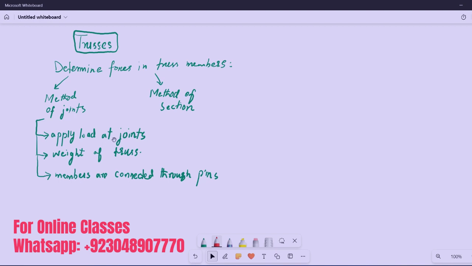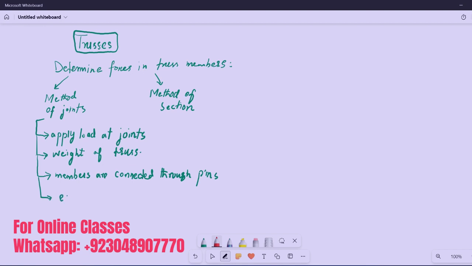If you have a uniformly distributed load, a uniformly varying load, or any type of load, you're going to convert the load and shift it to the joints. In this case, we assume that the weight of the truss is negligible and that members are connected through pins. With these assumptions, we will apply the method of joints. Then we will assume that the members are either in compression or in tension.